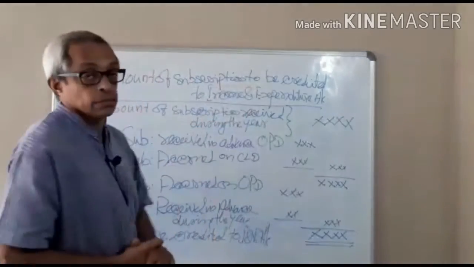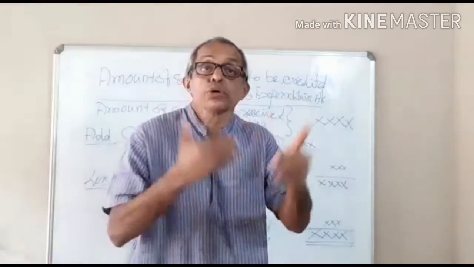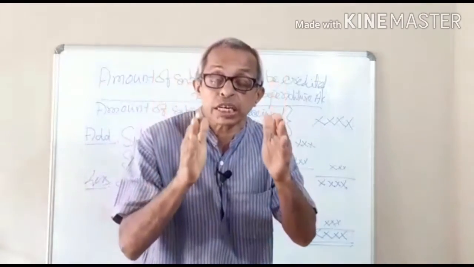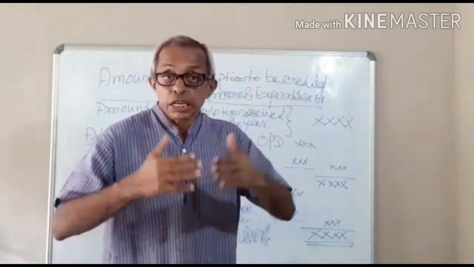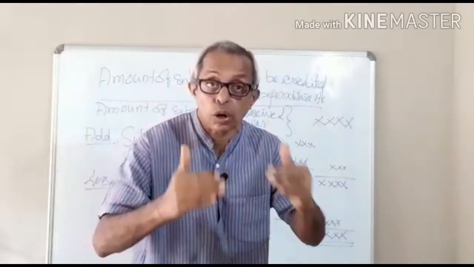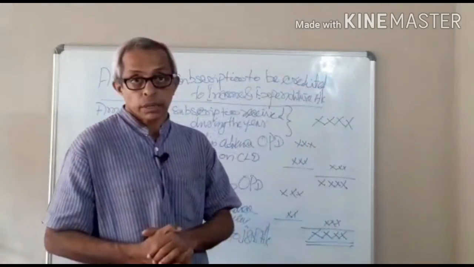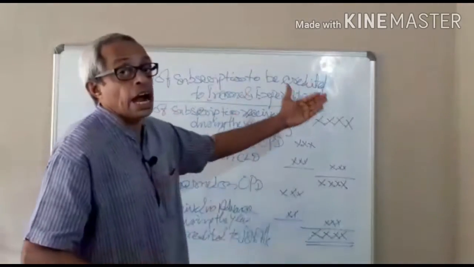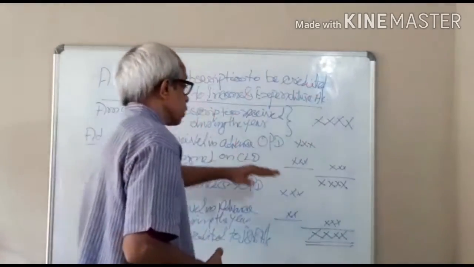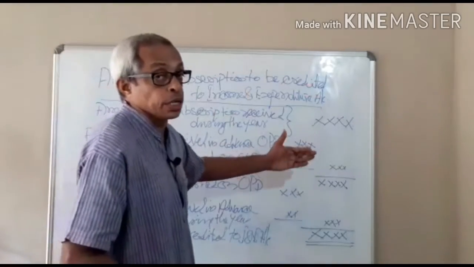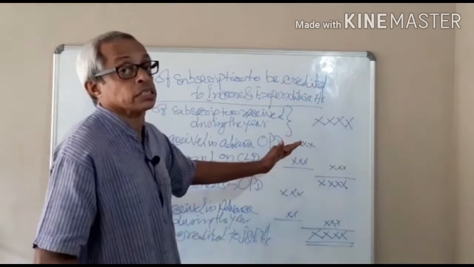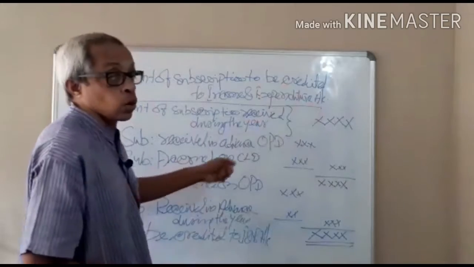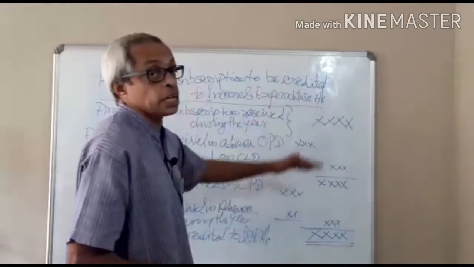And the next one is subscription accrued on the closing date. Subscription accrued on the closing date of the current year means subscription due but not received during the year. Subscription due but not received during the year should also be added. So these two items, that is subscription received in advance on the opening date and the subscription accrued on the closing date, should be added.